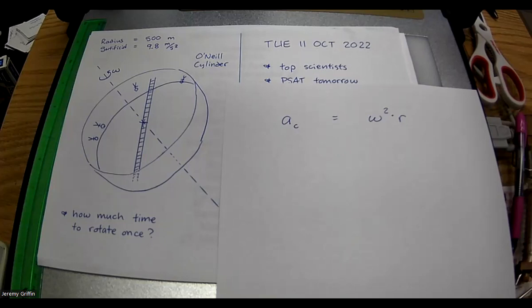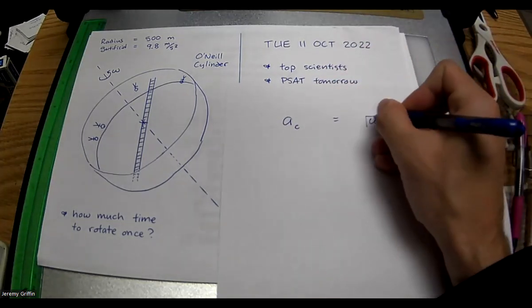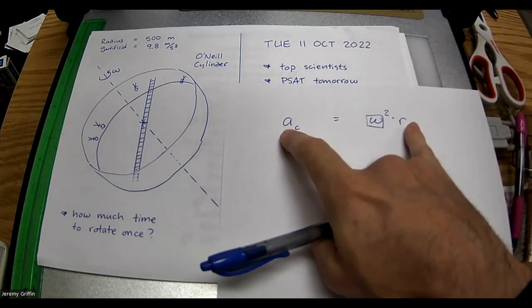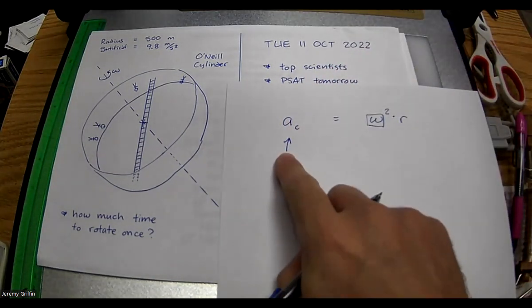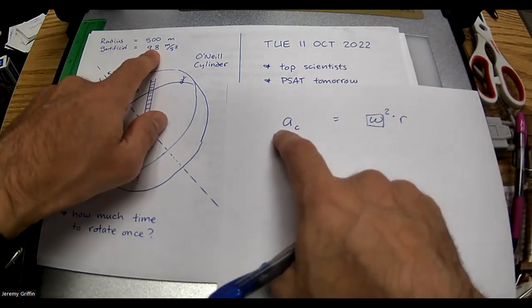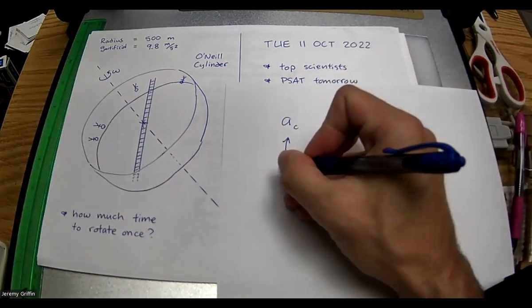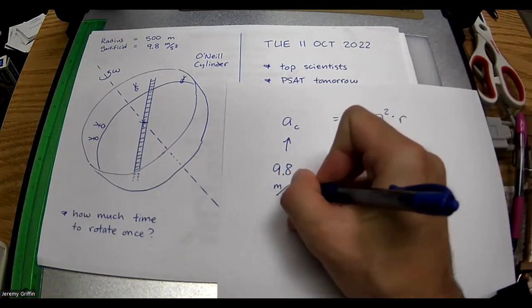All right, you guys good so far? All right, so let's solve for this guy, because we know these two guys, right? What is this number right here? Yeah, 9.8 meters per second squared. Acceleration is going to be meters per second squared, right? So look for a number that has those units: 9.8 meters per second squared.